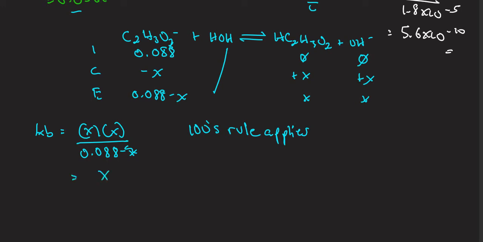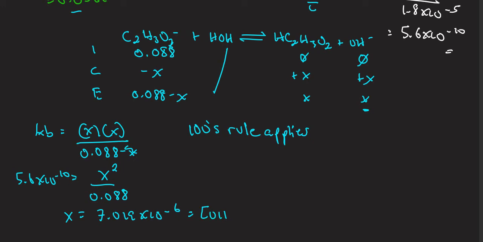Okay, I'm going to simplify everything and fill in that Kb value. Right, that was 5.6 times 10 to the negative 10. Cross multiply, square root each side, and we get an x value that is 7.019 times 10 to the negative 6. Remember, this means the concentration from our ICE table, which really means a concentration of your hydroxide ion.